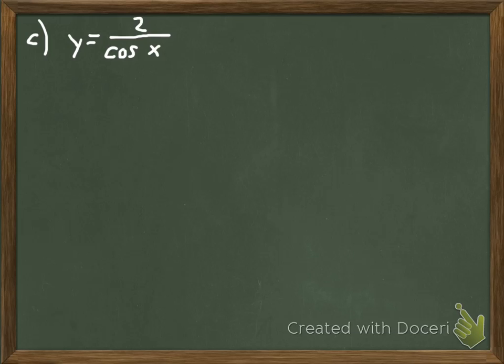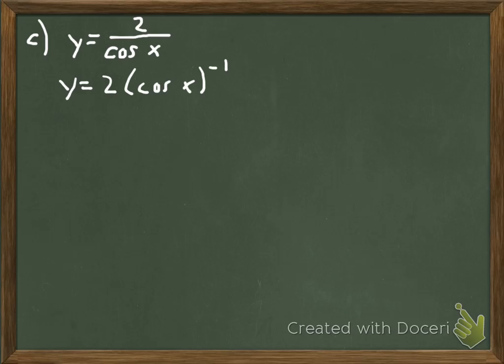Now the first thing we're going to do with this one is rewrite it so that you don't have this cosine of x in the denominator. And we're going to do this just the way that you guys are used to doing it with other types of functions. We're going to say that y is equal to 2 times the cosine of x to the negative first power. And here's where we're going to have a composition once again.